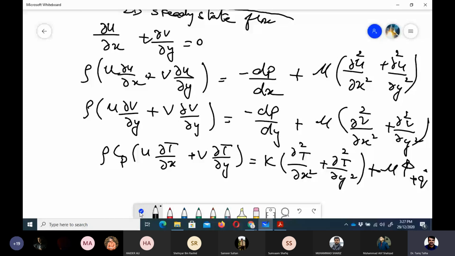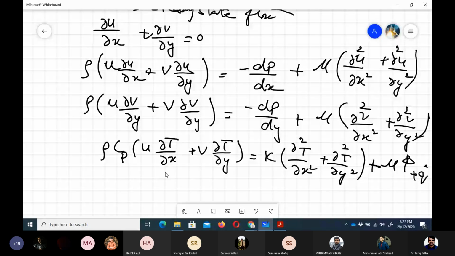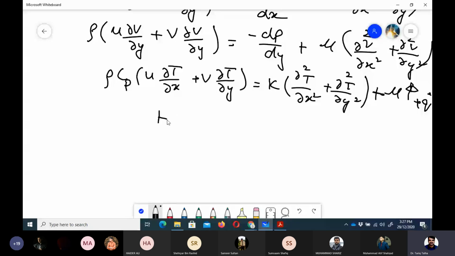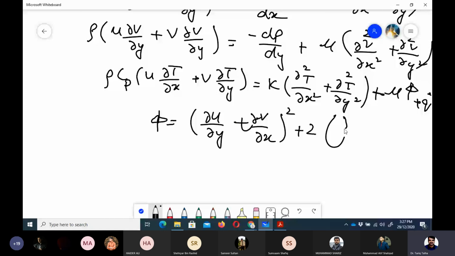So this psi is equal to partial u upon partial y plus partial v upon partial x, squared, plus 2 into partial u upon partial x squared plus partial v upon partial y squared. Okay, so it is quite a long relation.